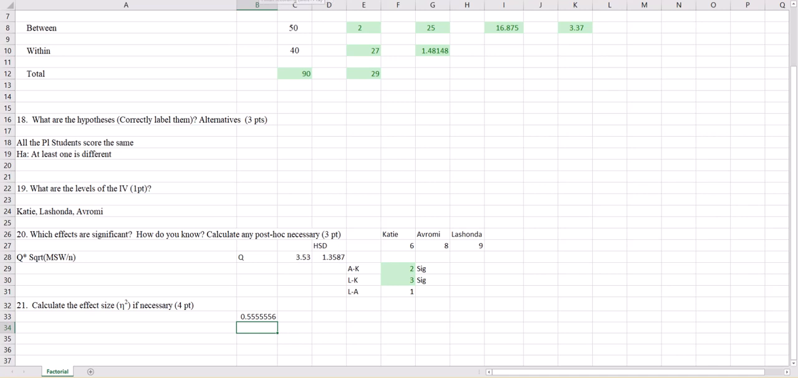Congratulations, you've just calculated a between subjects ANOVA. Remember, a between subjects ANOVA is used when everybody belongs to only one group.